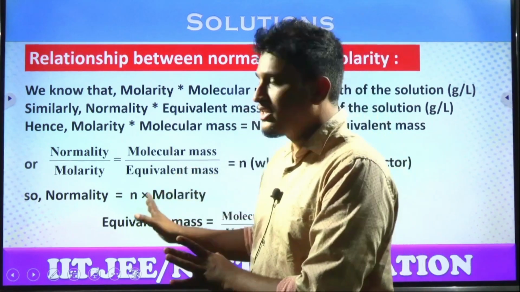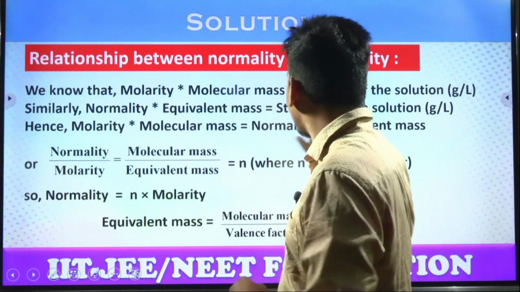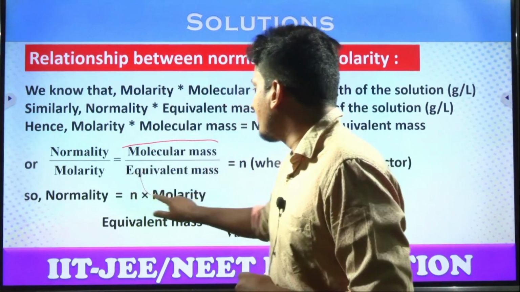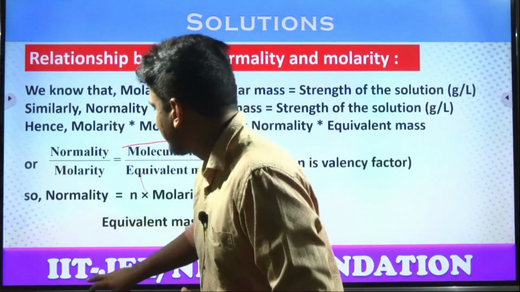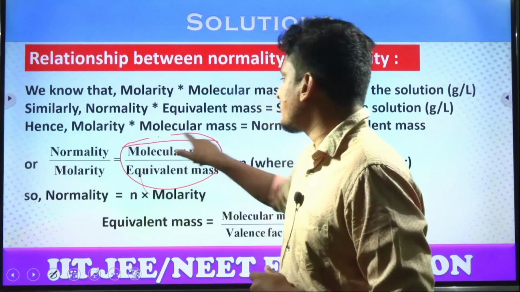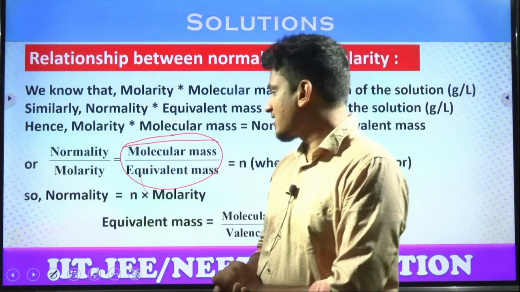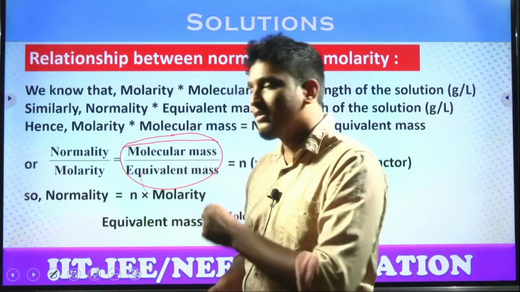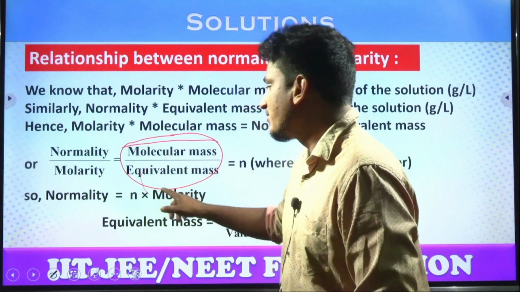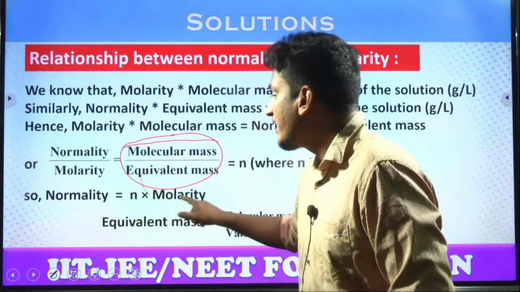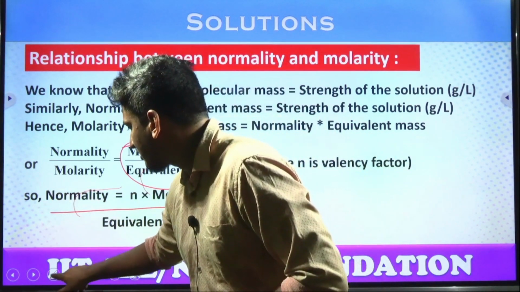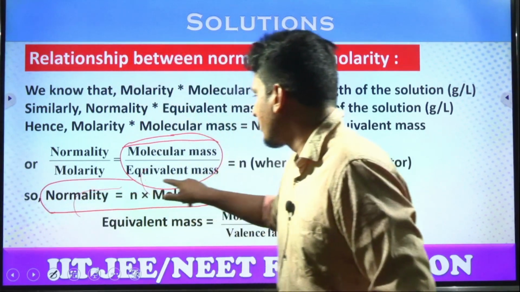Now just rearranging the expression, normality by molarity equals molecular mass by equivalent mass. So what is this expression, molecular mass by equivalent mass? N factor. Yes or no? Equivalent weight equals molecular weight by N factor, or not? So N factor equals molecular mass by equivalent weight. The whole expression becomes normality equals N into molarity. This is the complete relation between normality and molarity, students.